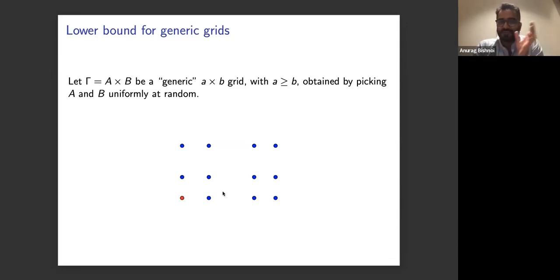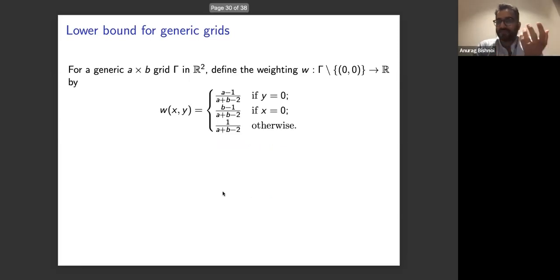Okay, so say we start with a generic grid, then we can give the following weighting. For every point on the x-axis, we give a uniform weight. For every point on the y-axis, we give another uniform weight. And then for every interior point, we give another weight. This has been chosen so that when you take any line in the plane, the sum of weights of points of the grid on that line is at most 1.